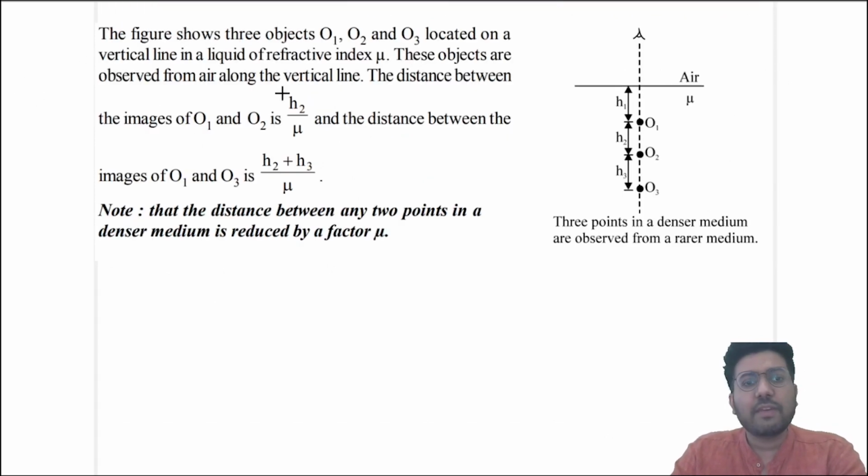Now this is a very important point. Everybody should listen to it very carefully. There in the figure there are 3 objects O1, O2 and O3 located on a vertical line in a liquid of refractive index mu, and you are watching it from air. So these objects are observed from air along this vertical line. The distance between the images of O1 and O2 is h2 by mu, and the distance between the images of O1 and O3 is equal to h2 plus h3 by mu, right? So we have to prove this.